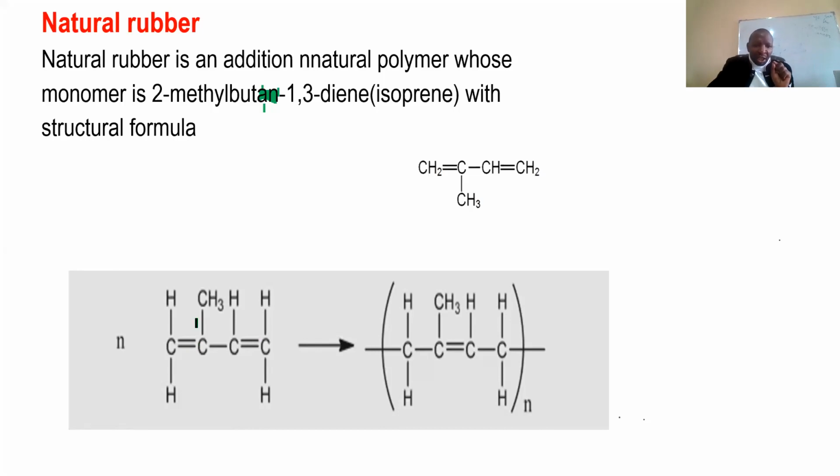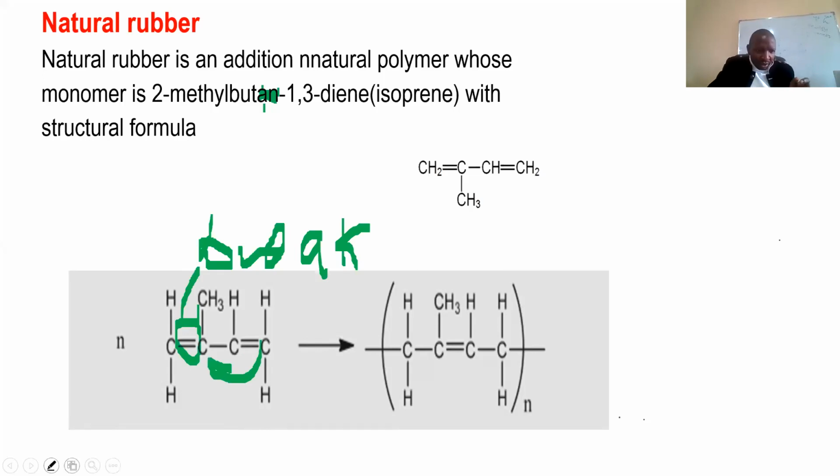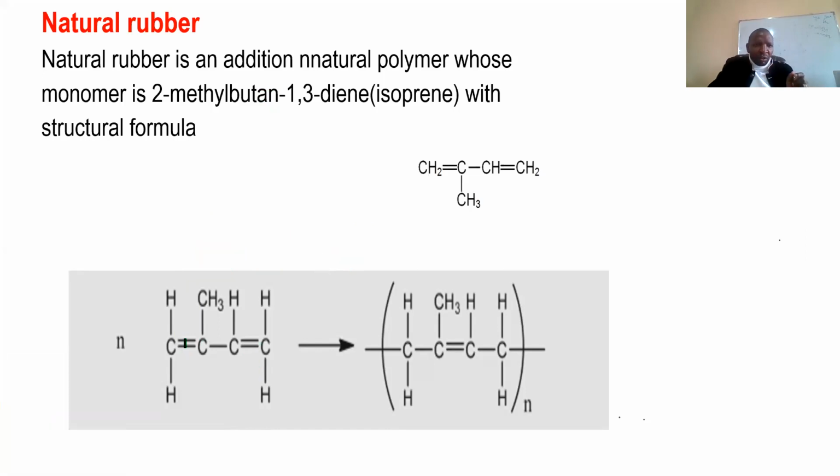So let's say this one breaks. This one is broken into a single bond. But when it breaks, the other one will shift to the center. So one of them breaks.